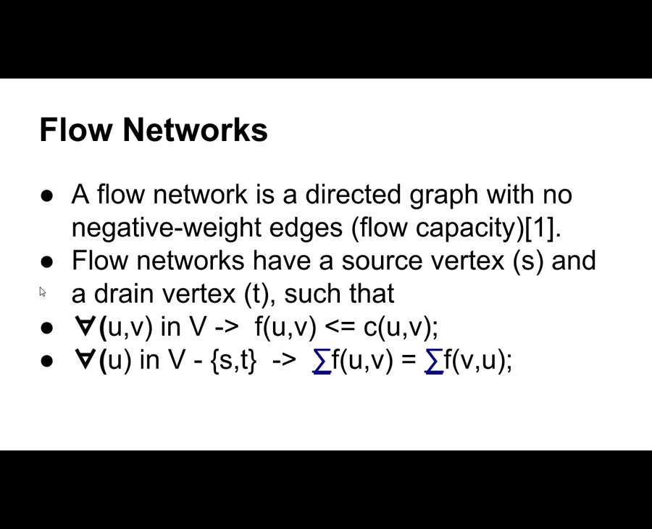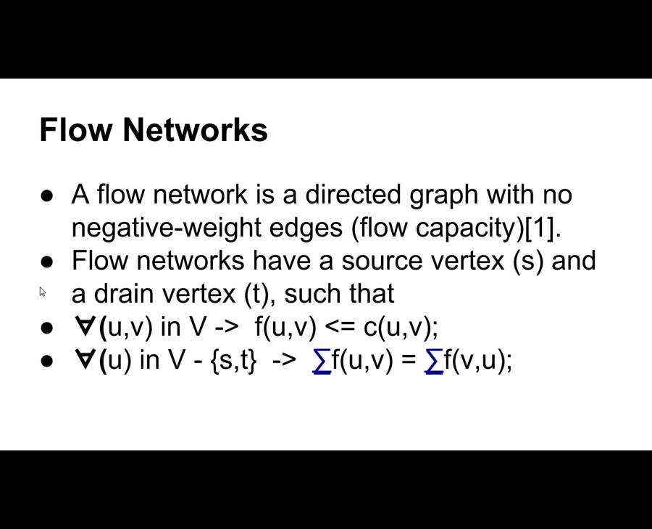Flow networks. A flow network is a directed graph with no negative weight edges and a known capacity. Flow networks have a source vertex and a drain vertex, such that the idea is information passes from the source to the drain.